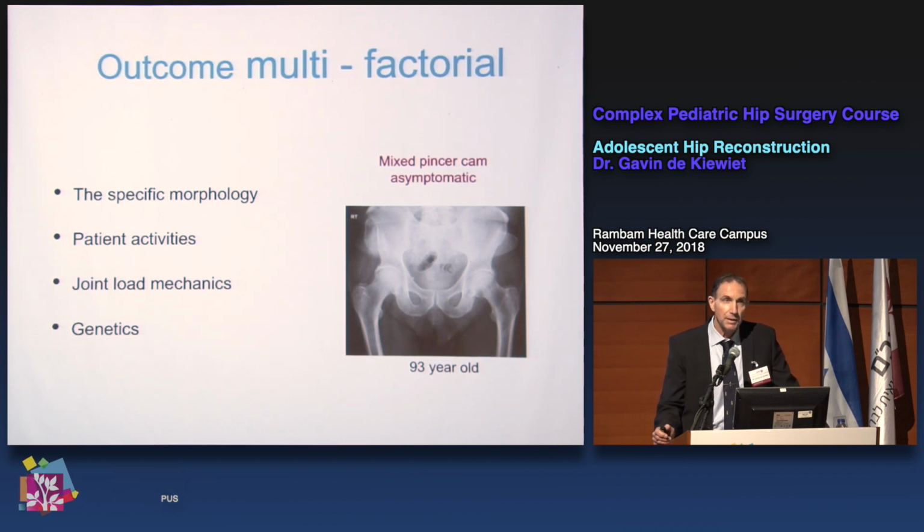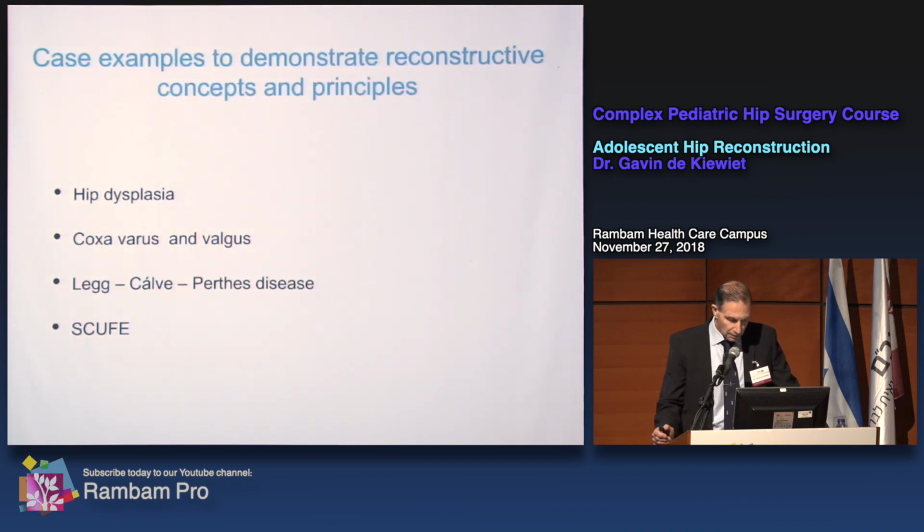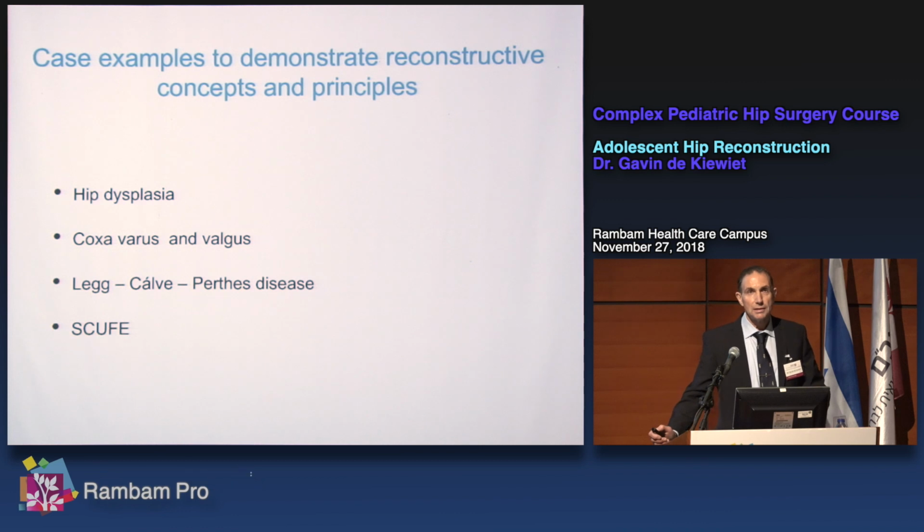And our outcomes will depend on our specific morphology, the patient's activities. And we know this from SUFI patients. Often SUFI patients tend to reduce their activities or change their activities to adjust to their hip problem, and obviously genetics. So I'm going to use a couple of pathologies that you see here to illustrate the different points of hip reconstruction.